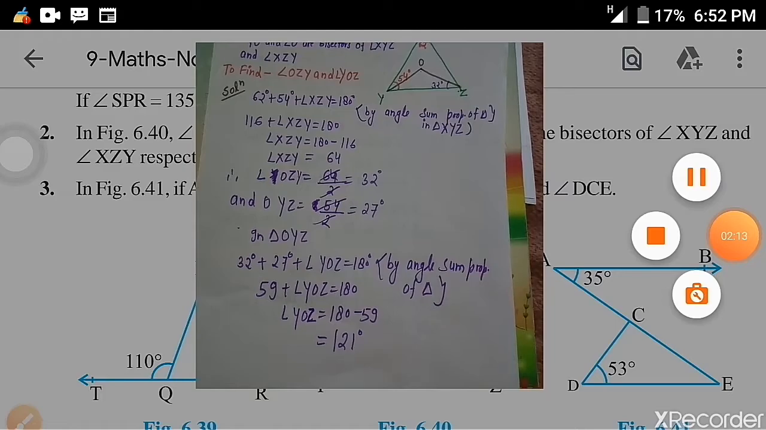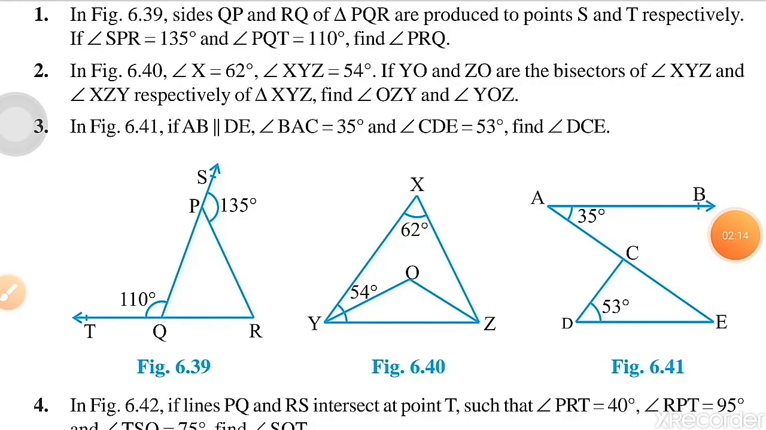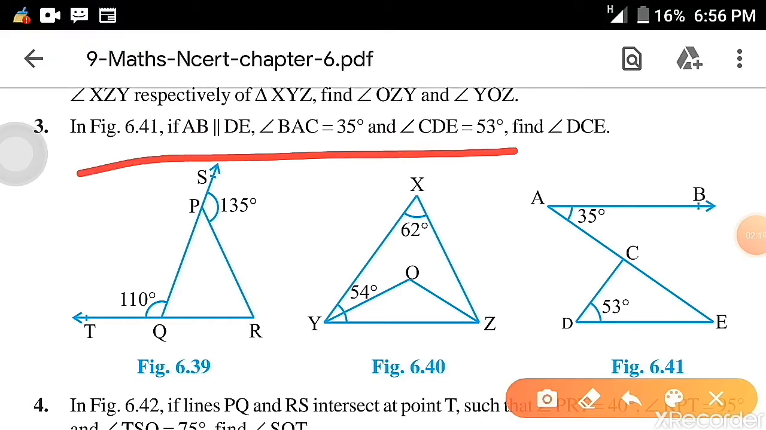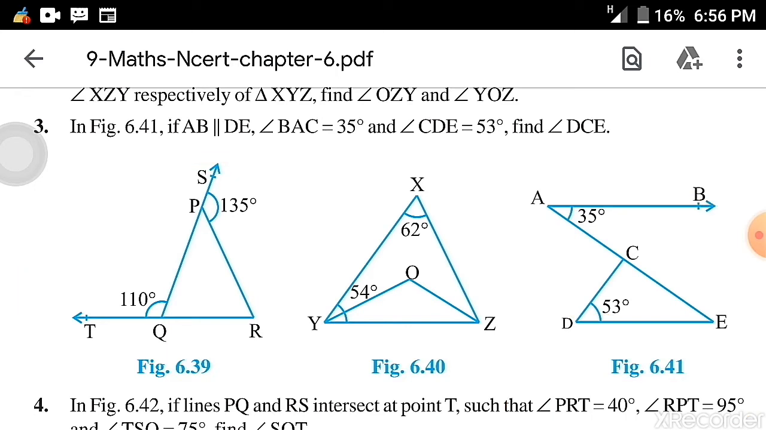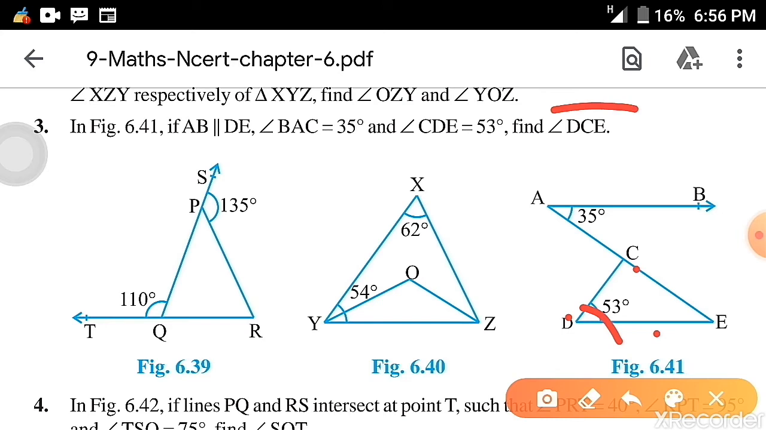Now move to the next question. Now see the next question. In this next question, question number 3, you can see the figure. According to the question, I am telling you the question. See, AB is parallel to DE. It is given in the question. And this angle, you can see that it's 35 degree. And the angle CDE is 53 degree. And we have to find out DCE. That means this angle we have to find out.